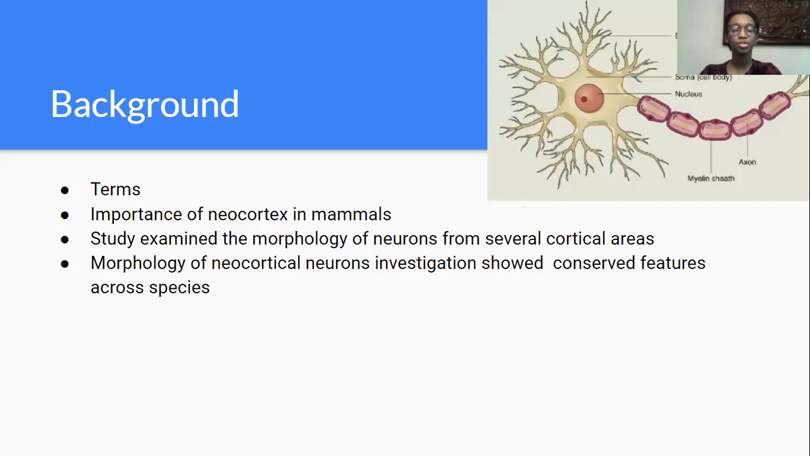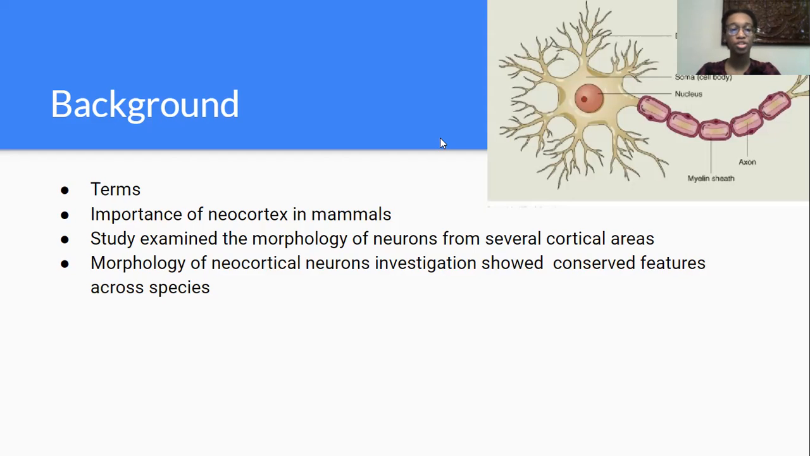The first term is a neuron, and this is the working unit of the brain. This is the special cell that transmits information to other nerve cells, muscles, or gland cells. They do this through electrical impulses and chemical signals in order to transmit the information between the different parts of the brain and the rest of the nervous system. Over here you see the axon and the cell body, as well as the dendrites, which we'll be talking about a lot throughout this experiment.